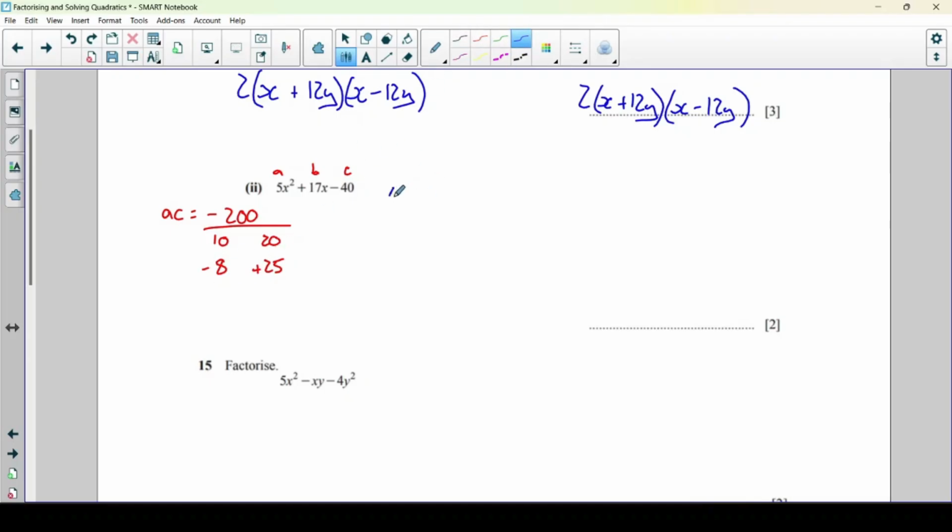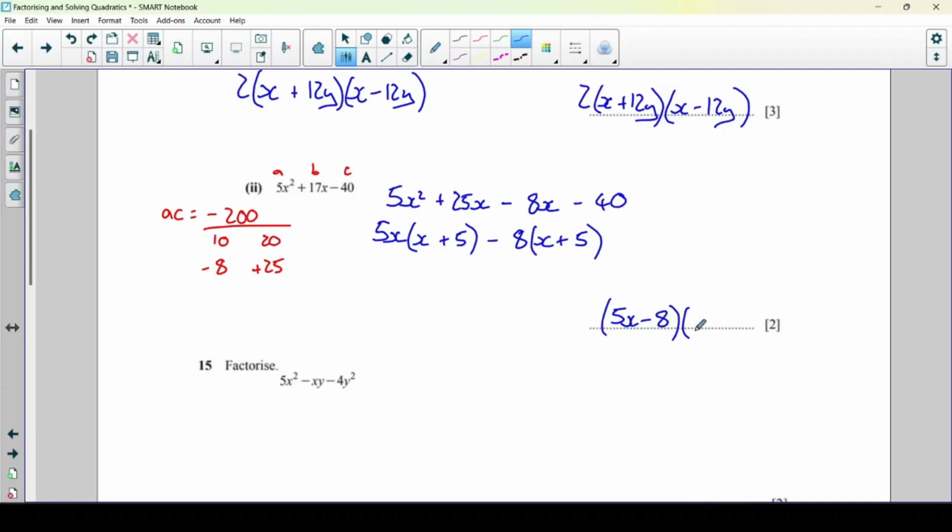So now let's split the middle using those. 5x squared. Let's put the 25 next. That shares more factors in common with that 5. Then minus 8x minus 40. We can take 5x out of both of these. So 5x(x plus 5) minus 8(x plus 5). So we get 5x minus 8 in one of the brackets and x plus 5 in the other.